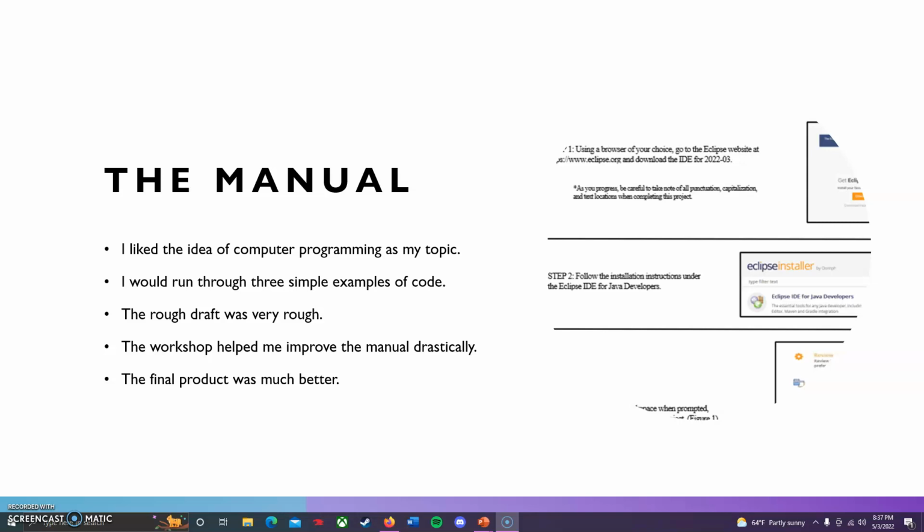Initially, the rough draft for my manual was very rough. I didn't like the way it turned out. It was definitely in need of some changes, but submitting it to the workshop greatly helped me improve my own manual and my own writing skills as I progressed through the project. I did not like the way it turned out, but after looking at some other people's projects and seeing what I could do to improve my own, I decided that I would just scrap the whole thing and redo it in a cleaner, simpler format.